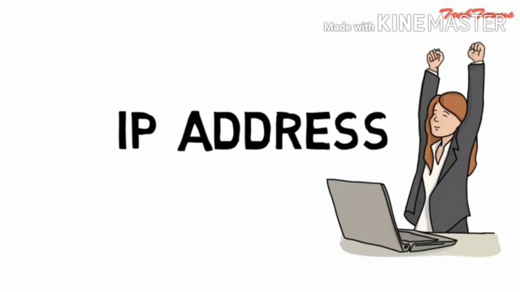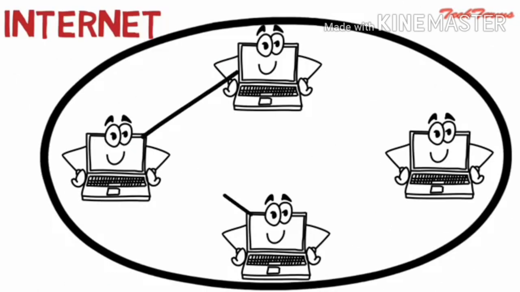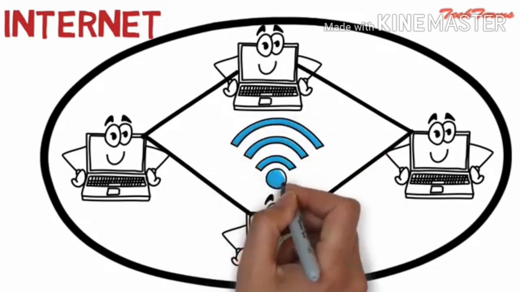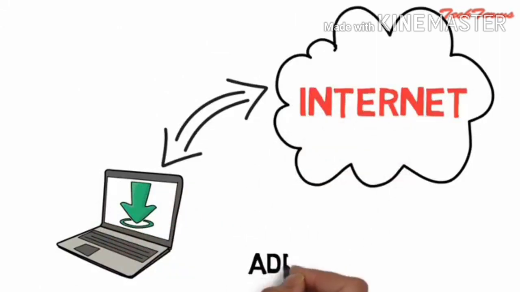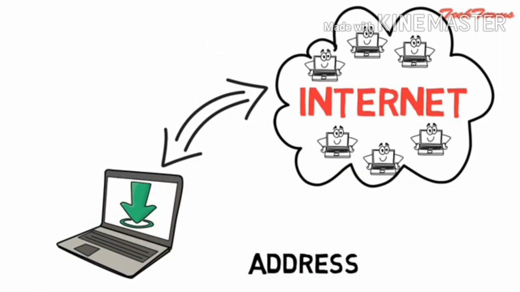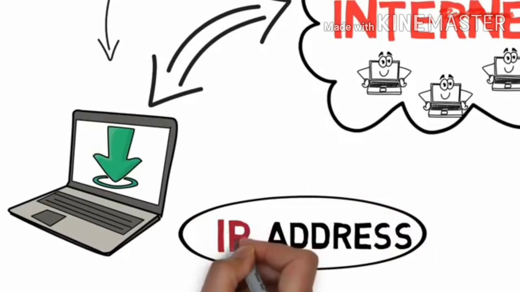Today we are going to understand what is an IP address and how you can find your computer's or your smartphone's IP address. So let's start. Computers in internet communicate with each other with underground or underwater cables or wirelessly. If I want to download a file from internet, then my computer should have an address so that other computers in internet can find and locate my computer. In internet terms, that address of computer is called IP address.